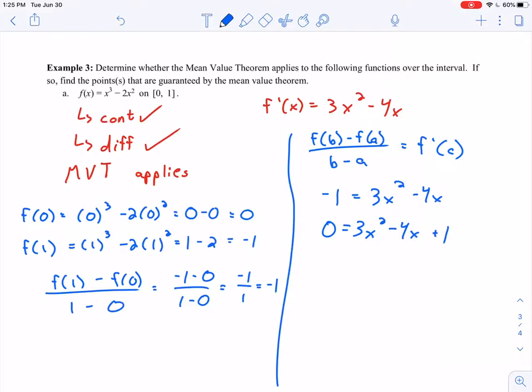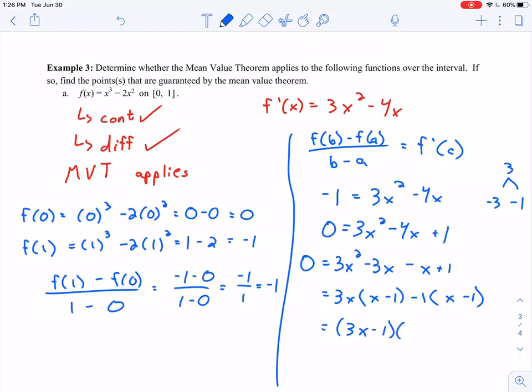Let's see. I think this should factor. 3 times 1 gives me 3. Two numbers that multiply to be 3 and add to be negative 4 would be negative 3 and negative 1. I always like to do my factoring by grouping: 3x squared minus 3x minus x plus 1. I can factor out a 3x, which leaves me with x minus 1. Over here I can factor out a negative 1, which leaves me with x minus 1. So this is 3x minus 1 times x minus 1 equal to 0.